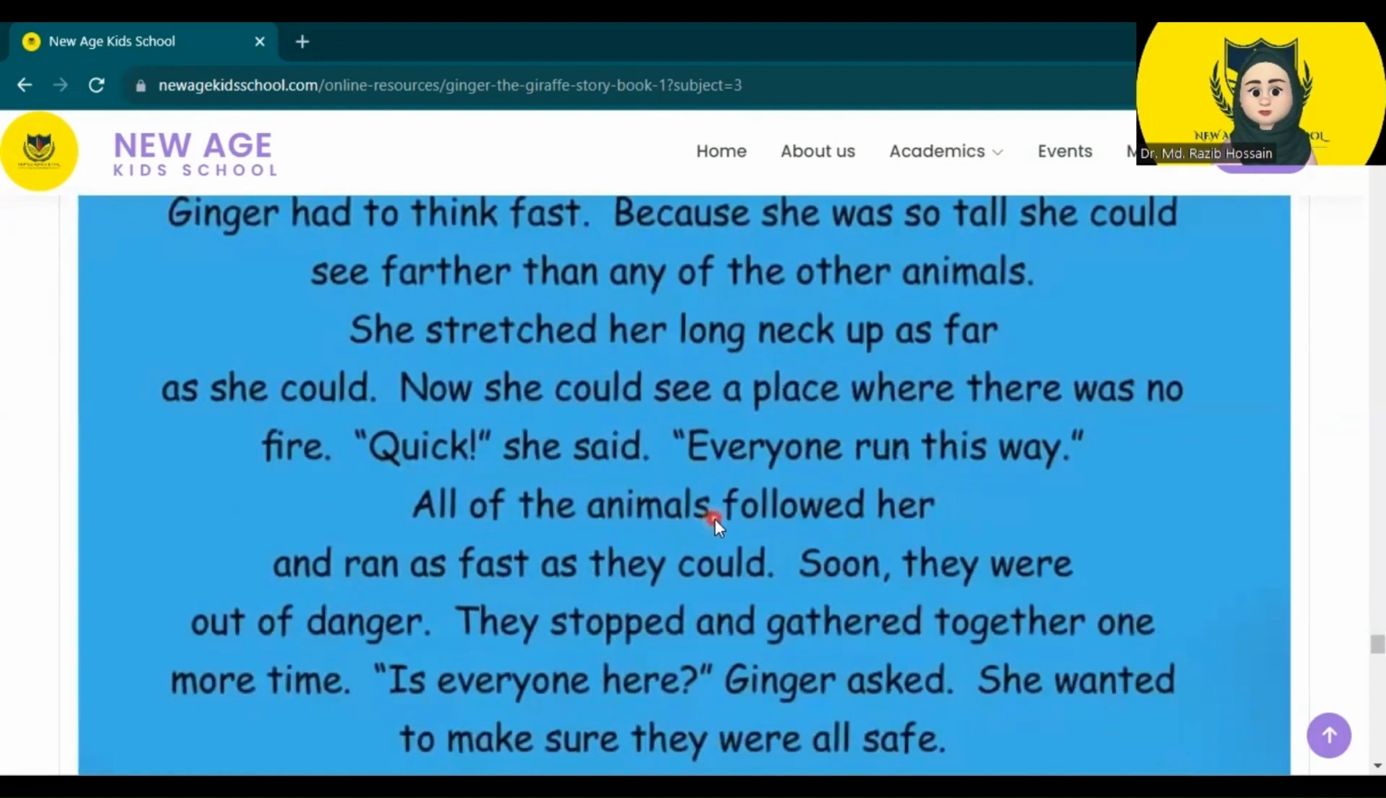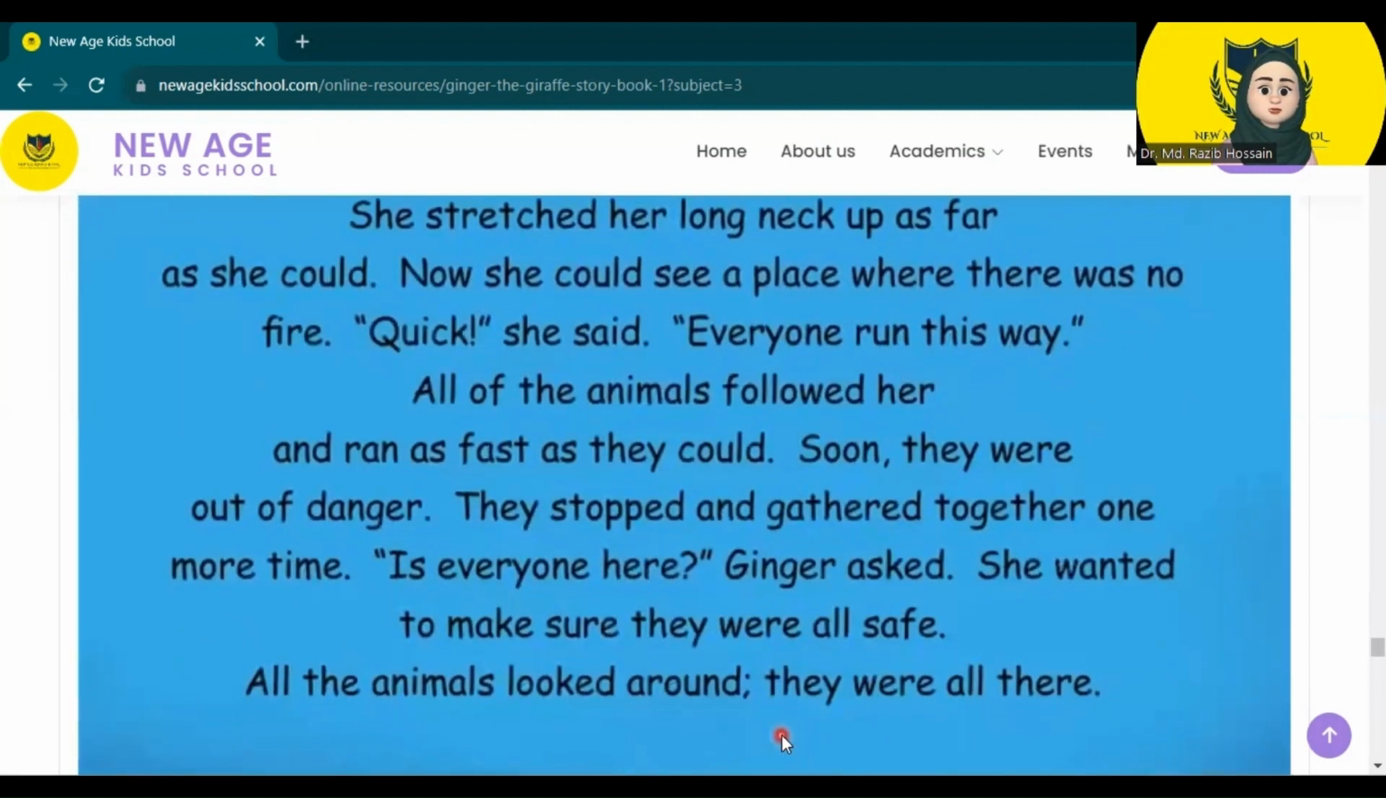All of the animals followed her and ran as fast as they could. Soon, they were out of danger. They stopped and gathered together one more time. "Is everyone here?" Ginger asked. She wanted to make sure they were all safe. All the animals looked around.